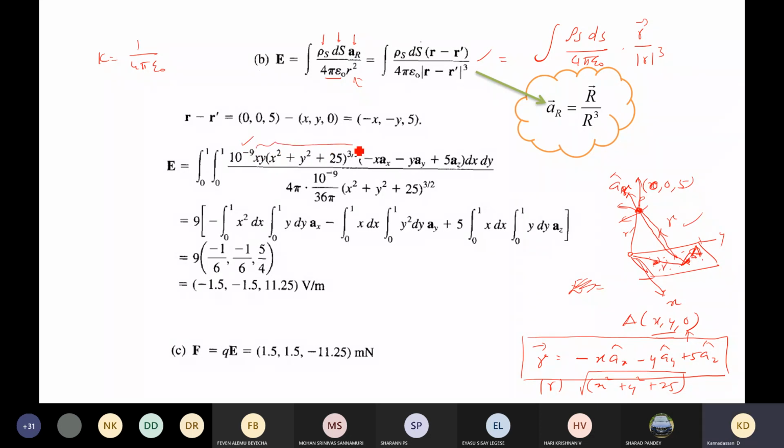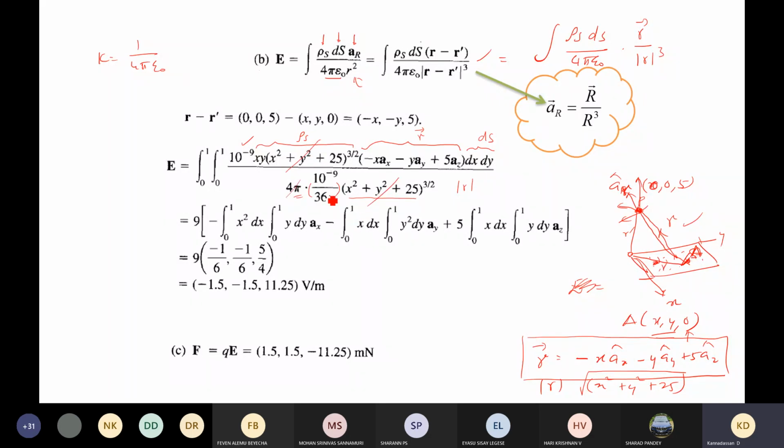Then this is the rho s, and this is the R vector, and this is ds and 4 pi, and this is the epsilon naught, and this is going to be the magnitude of R. So all these things were expressed. So you can see here this and this is quite the same, so we are going to cancel out.